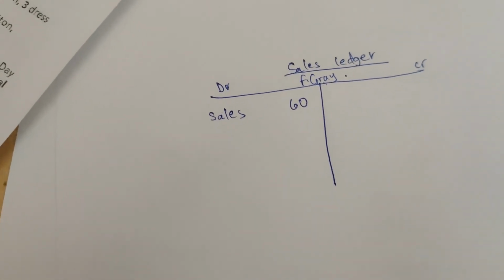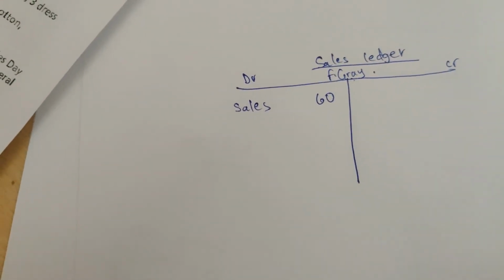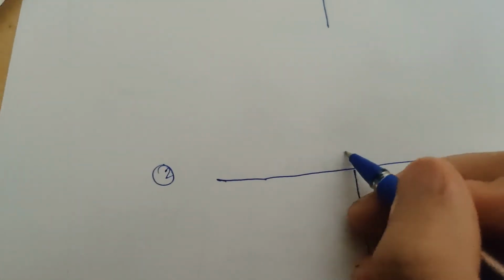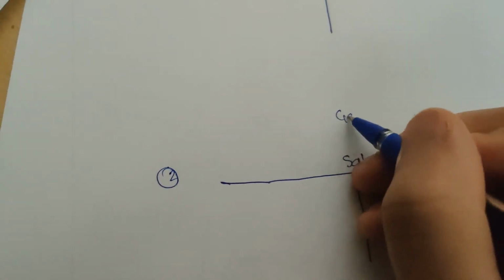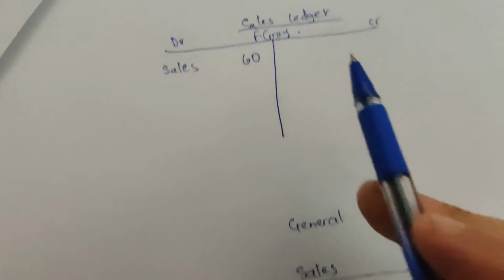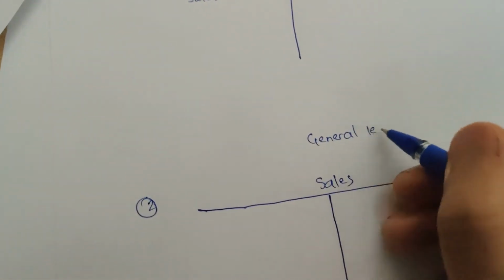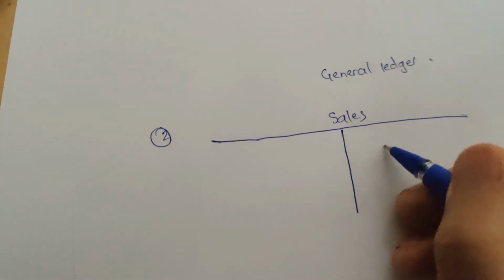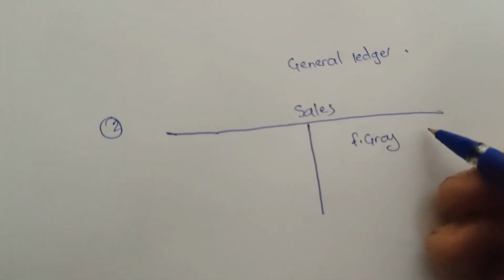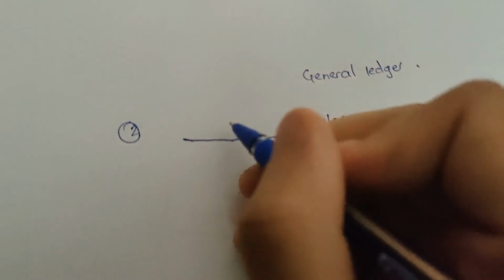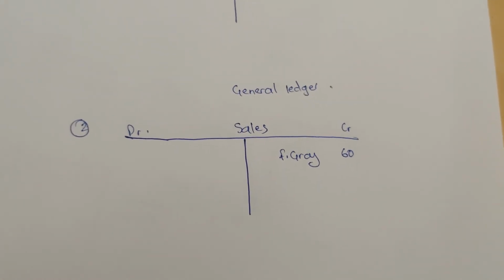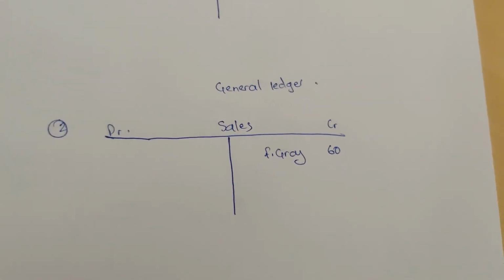Right, now the second thing is we need another T account for our sales. So we have another one for sales, and this one is in the general ledger. Remember, the sales ledger is only for customers, human beings, and the general ledger is for everything else. So in the sales account, it's a credit because goods are leaving us, F. Gray for around 60 over here. So credit and debit, okay? Like that, I'm going to solve the rest of the worksheet, and then I'm going to show you the final answer, all right? Take care.